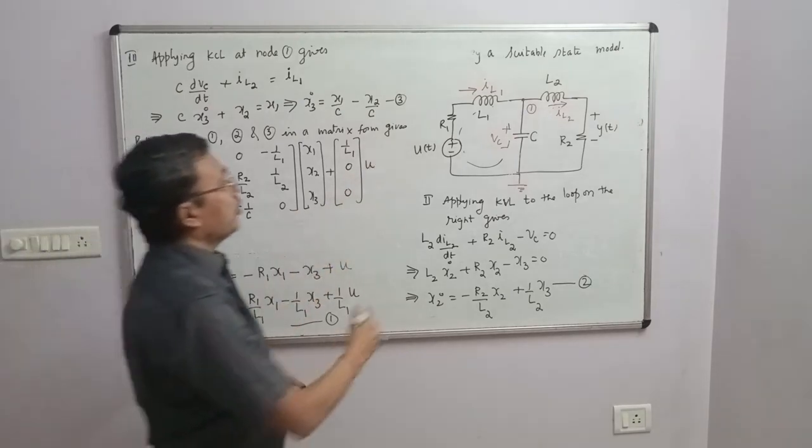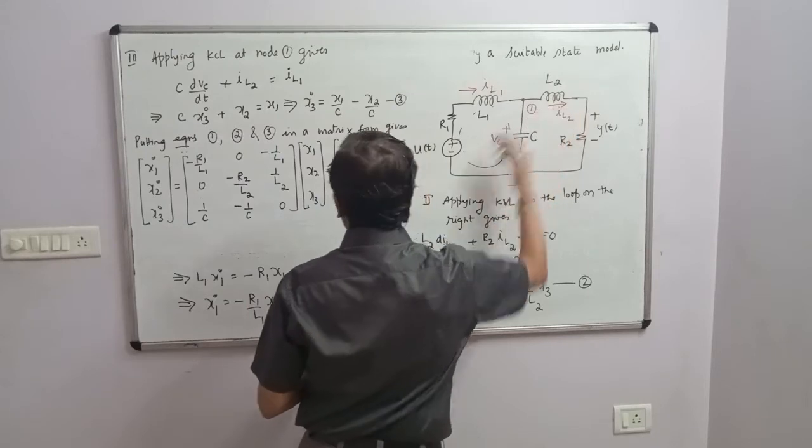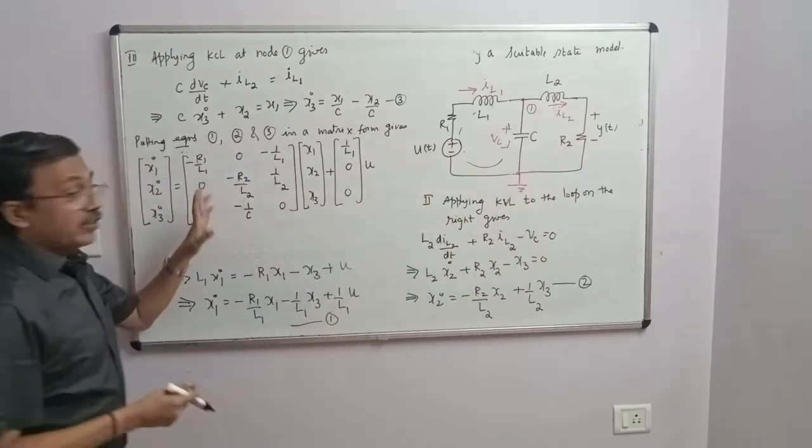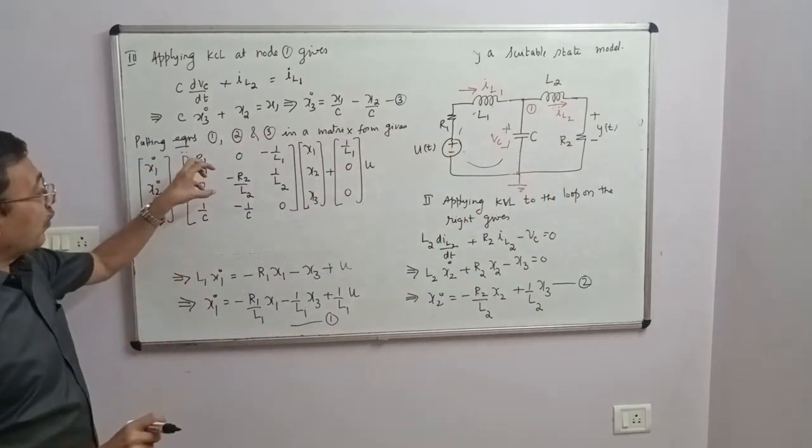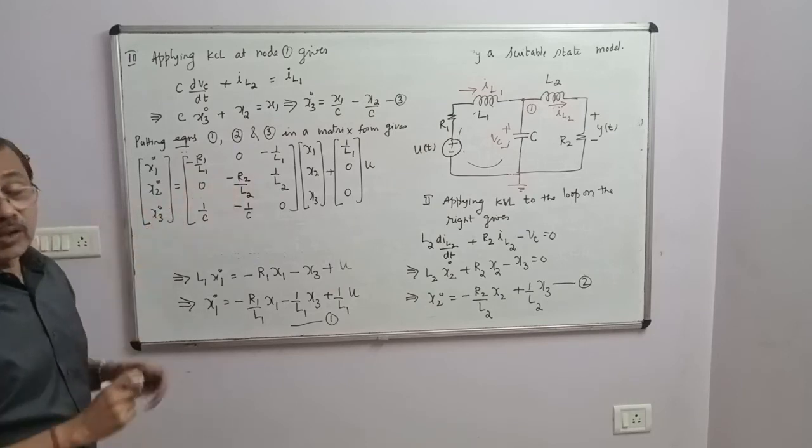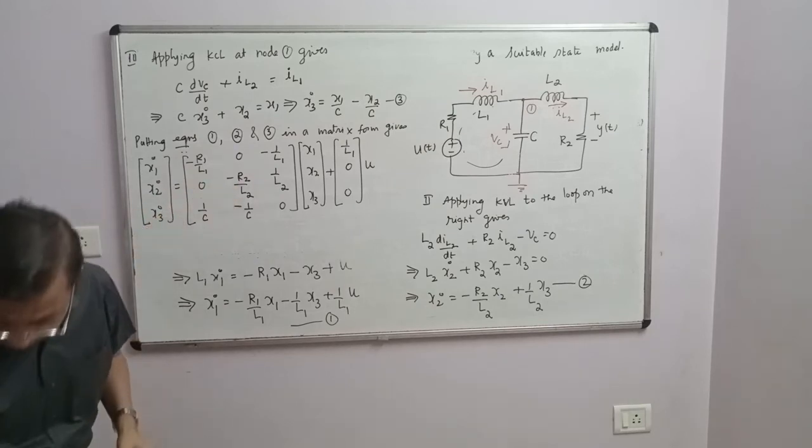So if you reverse the direction of IL2, then the signs will change, that's all. The value of the elements will not change. Okay?